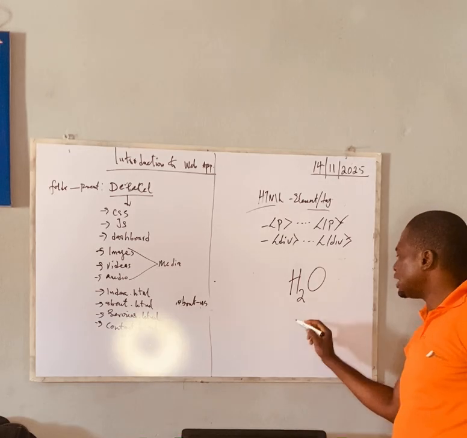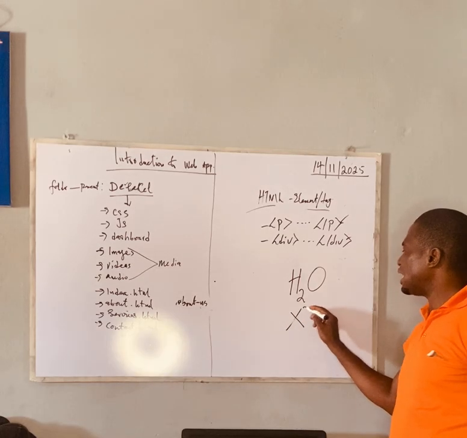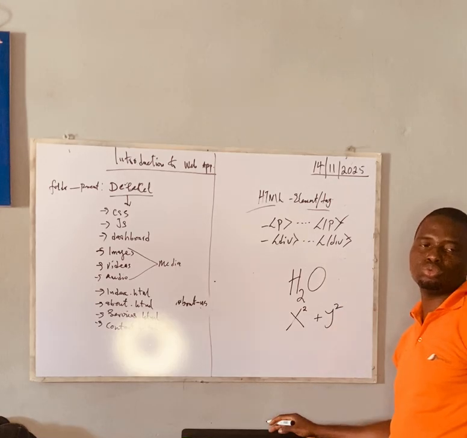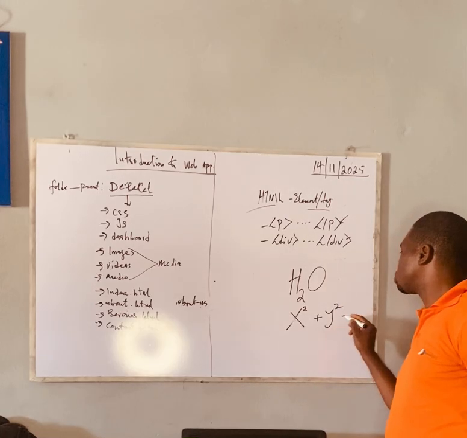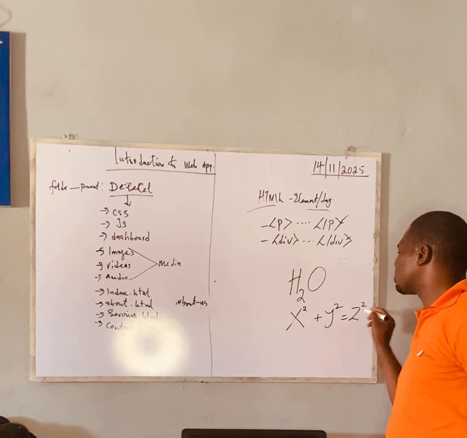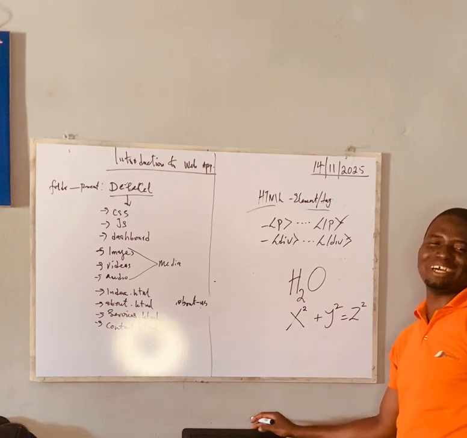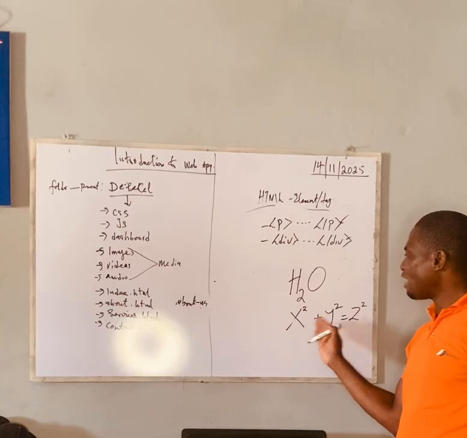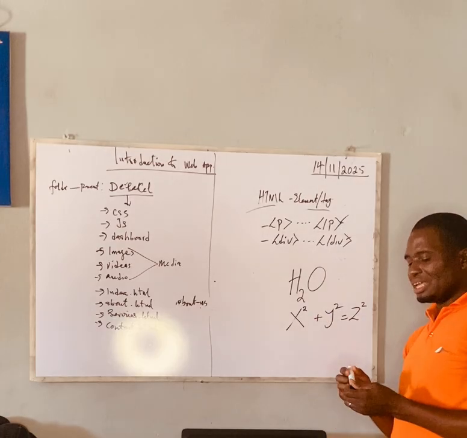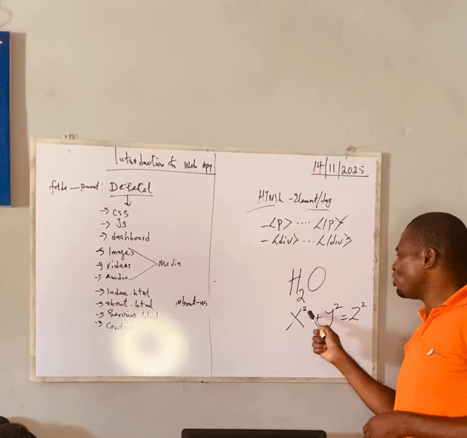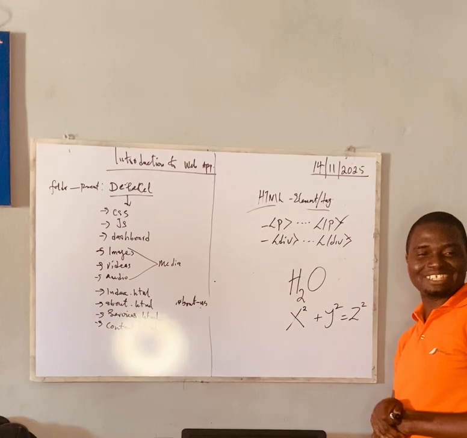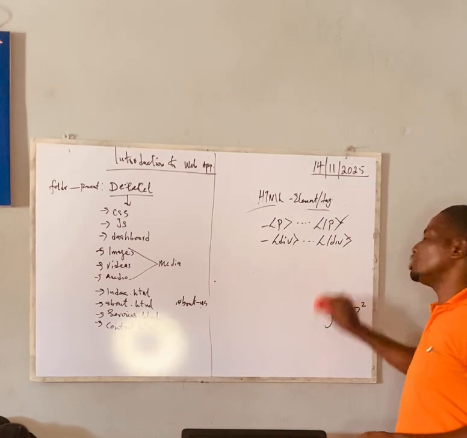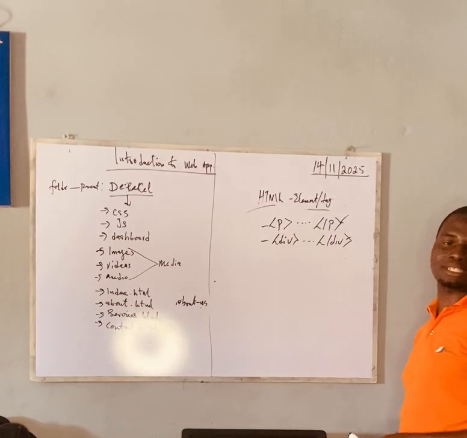Then your math teacher says x raised to power 2 plus y raised to power 2 equal to z raised to power 2. What formula is this? Can you remember? Good. So now you have this. The challenge now is, how do I push this 2 up? Right? Good. We have code for it, and that is called subscript and superscript.